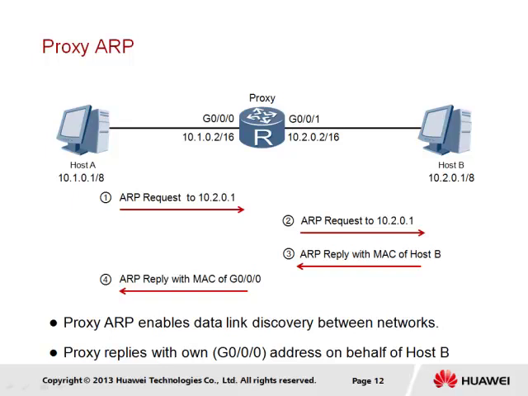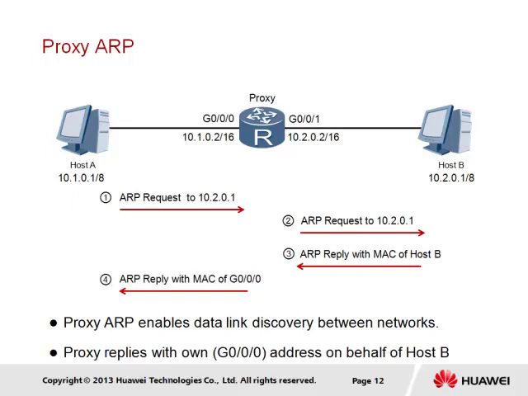Once the gateway receives this ARP reply, the gateway will process the information and update its ARP cache with the details of host B, before generating a new ARP reply, again using the MAC address of its own Gigabit Ethernet 000 interface as the source address, before forwarding the ARP reply to host A.